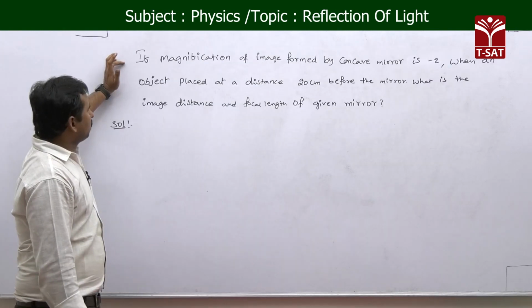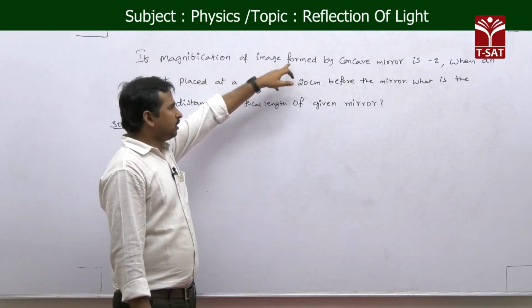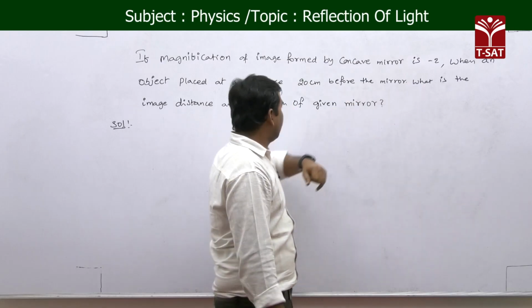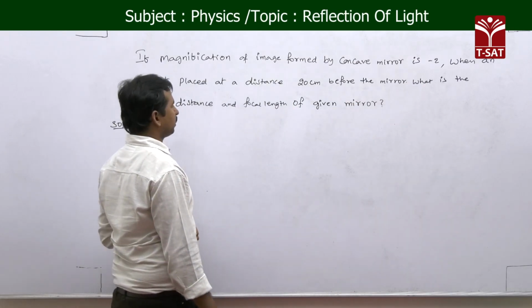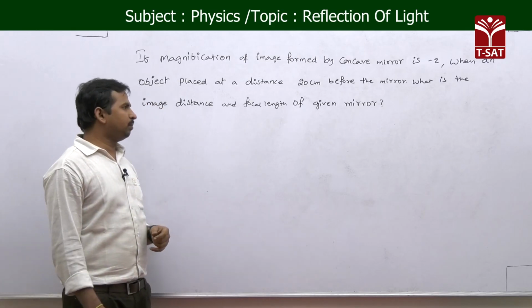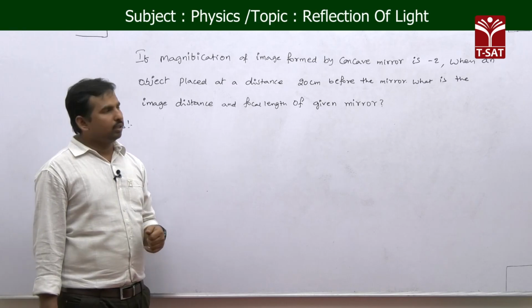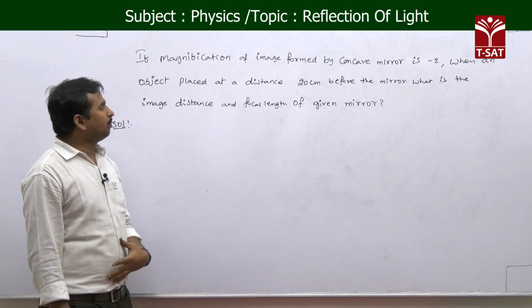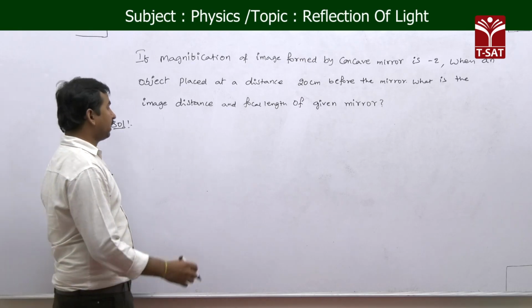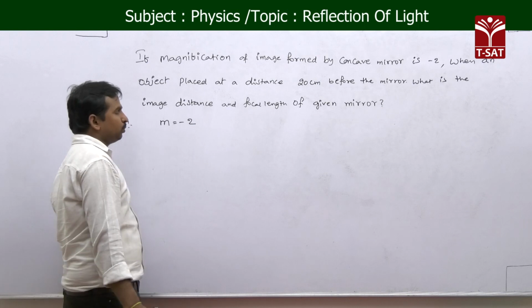Now see one more question, a different model. If the magnification of the image formed by a concave mirror is minus 2, when an object is placed at a distance of 20 centimeters before the mirror, then what is the image distance and the focal length of the given mirror? Here, the magnification of the image formed by the concave mirror is already given. M is equal to minus 2.